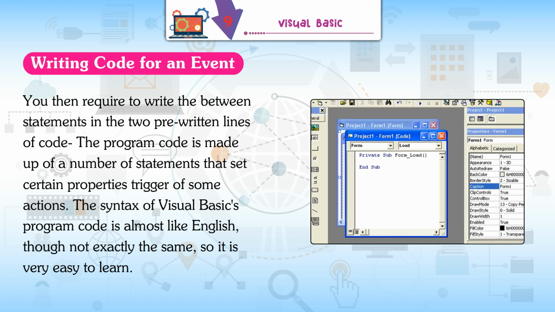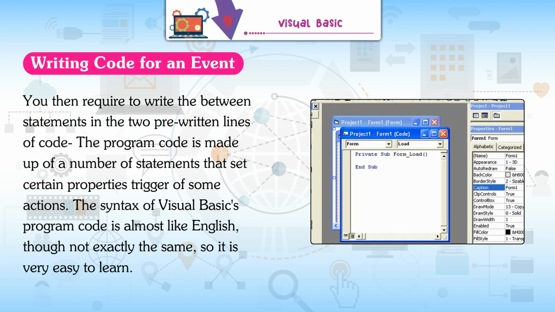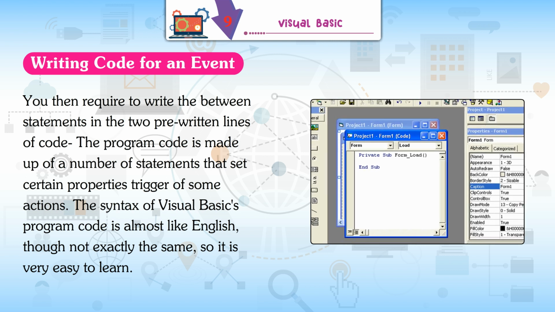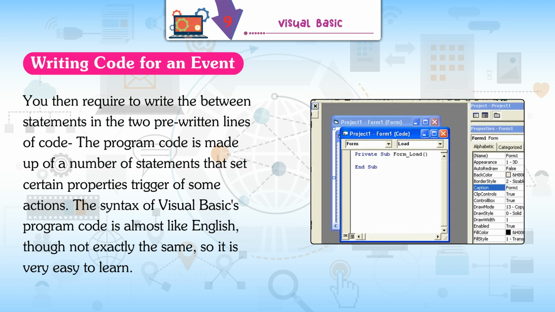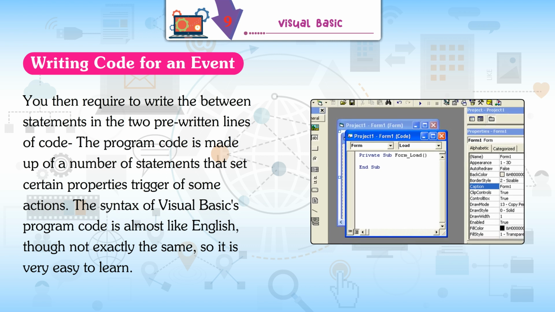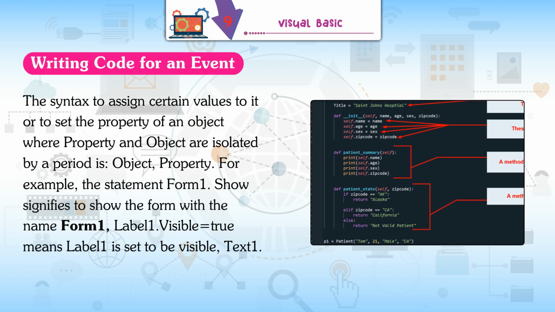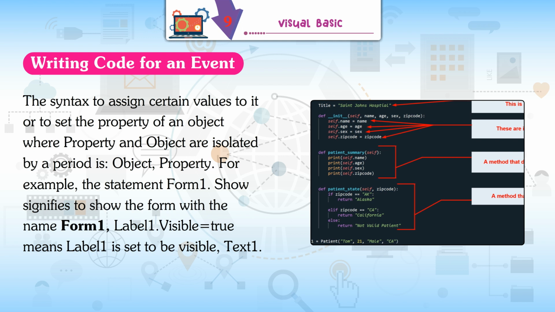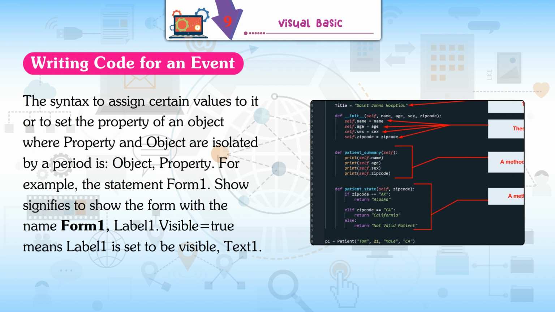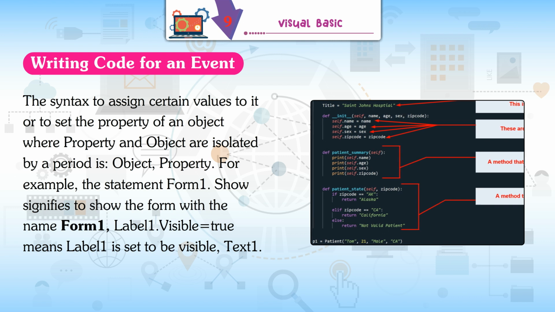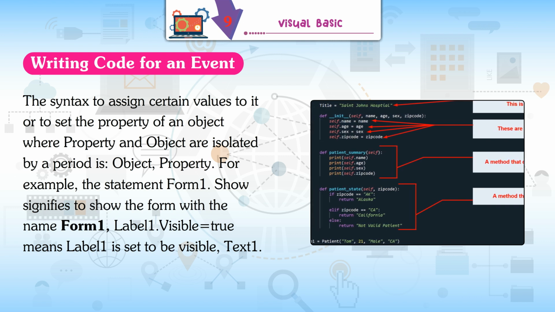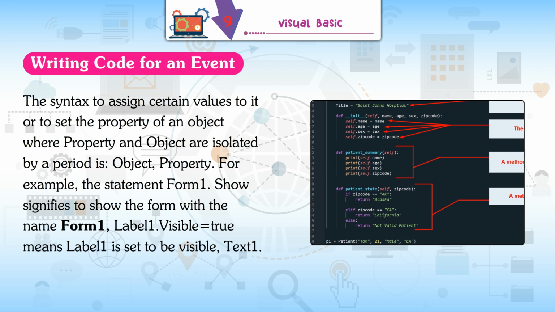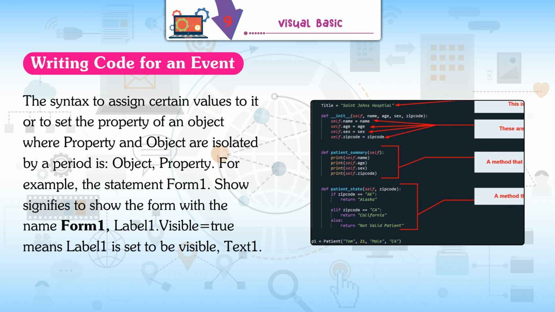The program code is made up of a number of statements that set certain properties or trigger some actions. The syntax of Visual Basic's program code is almost like English, though not exactly the same, so it is very easy to learn. The syntax to assign values or to set the property of an object, where object and property are separated by a period, is Object.Property. For example, the statement Form1.Show means to show the form with the name Form1. Label1.Visible = True means Label1 is set to be visible.